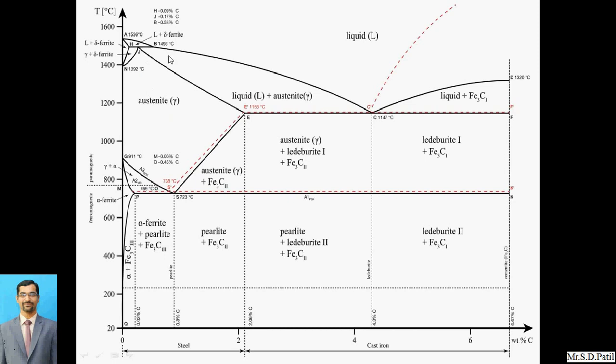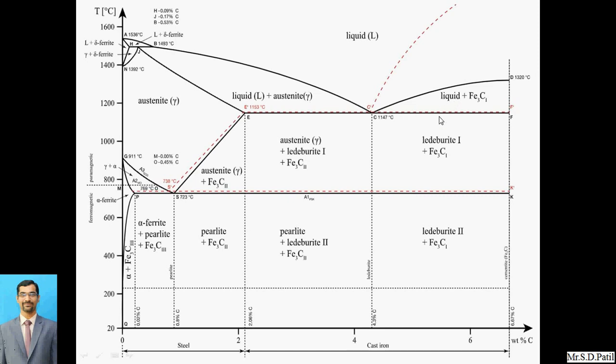So in this particular portion of the curve, we will get liquid plus austenite. Here the liquid, and the bottom is the austenite. So it will be liquid plus austenite. Here, liquid plus delta ferrite, because this particular phase is delta. So this portion will be liquid plus delta ferrite. This portion will be austenite plus delta ferrite, and this will be liquid plus austenite.